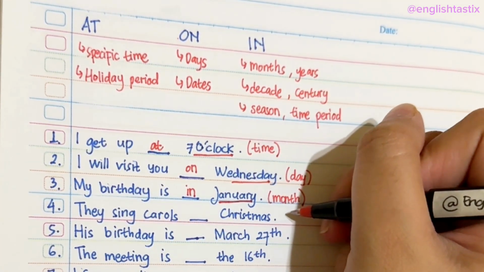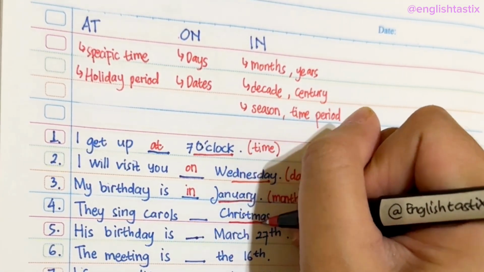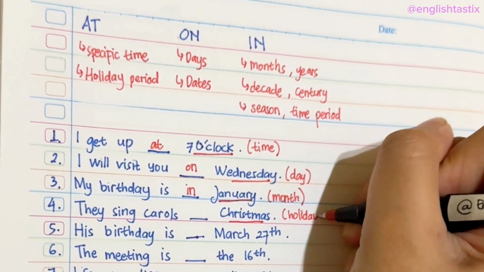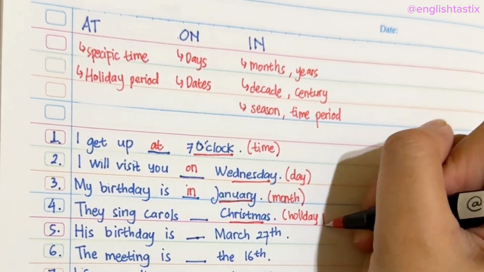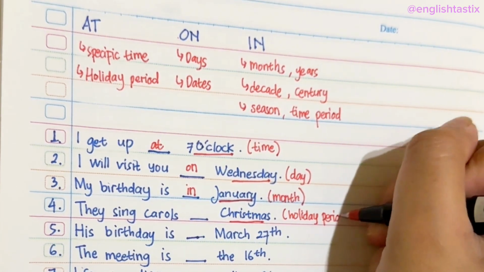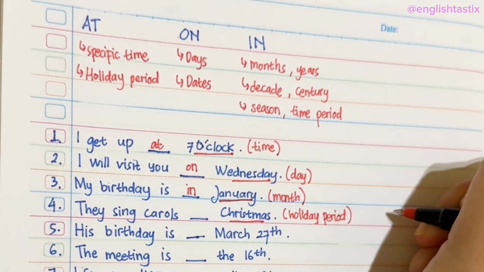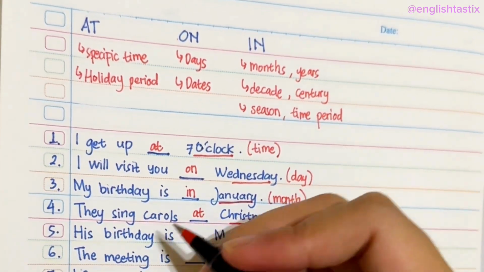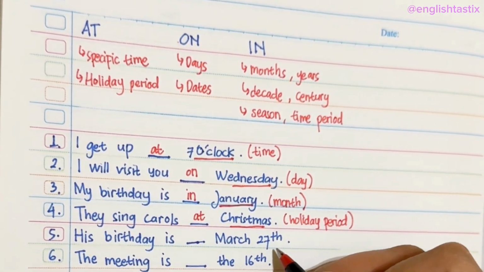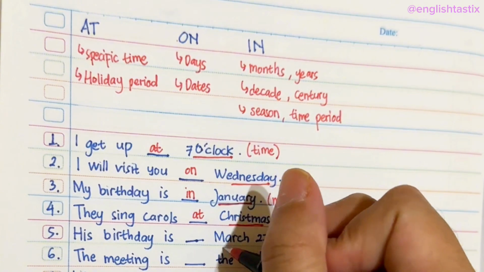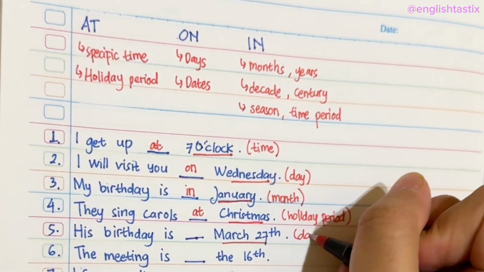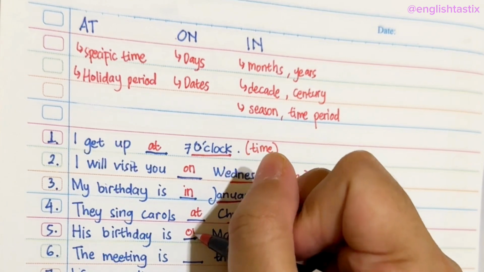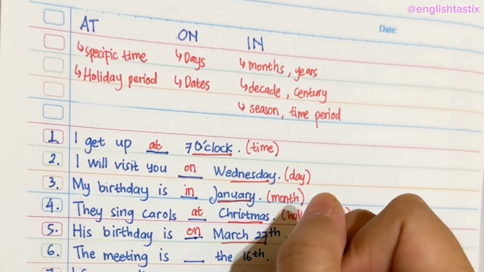Next, they sing carols blank Christmas. It is a holiday period, right? So we use at. They sing carols at Christmas. It is easy, right? Next, his birthday is blank March 27th. March 27th is a date. Okay, so we use on. My birthday is on March 27th.